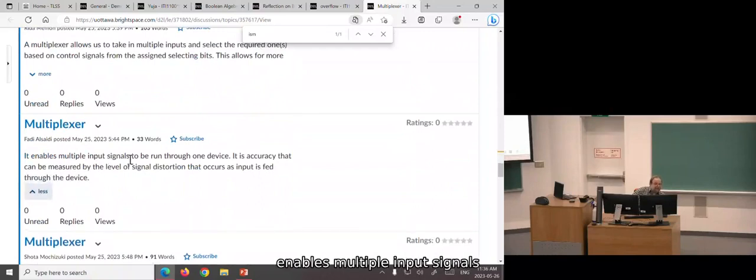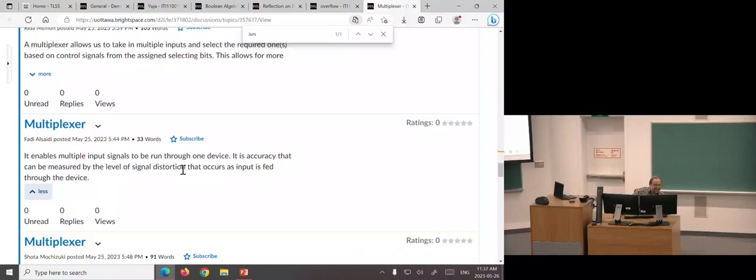It enables multiple input signals to be run through one device. Its accuracy can be measured by the level of signal distortion that occurs as input is fed through the device. I didn't understand this. What did you mean? You mean its accuracy? Could you explain? What did you mean?